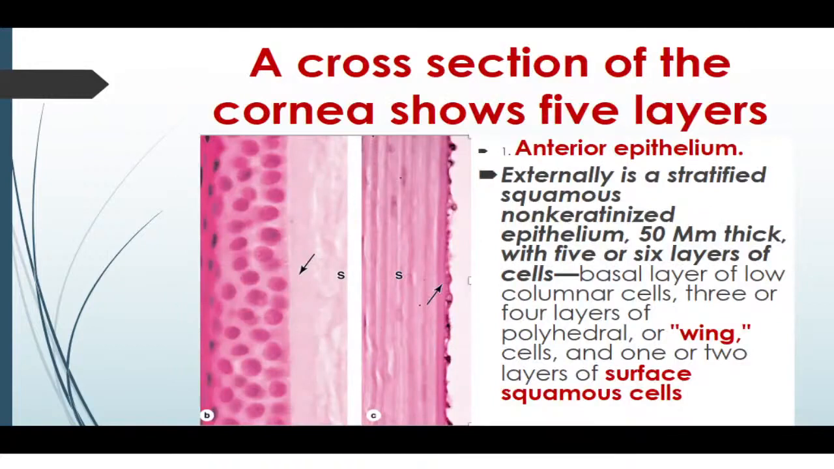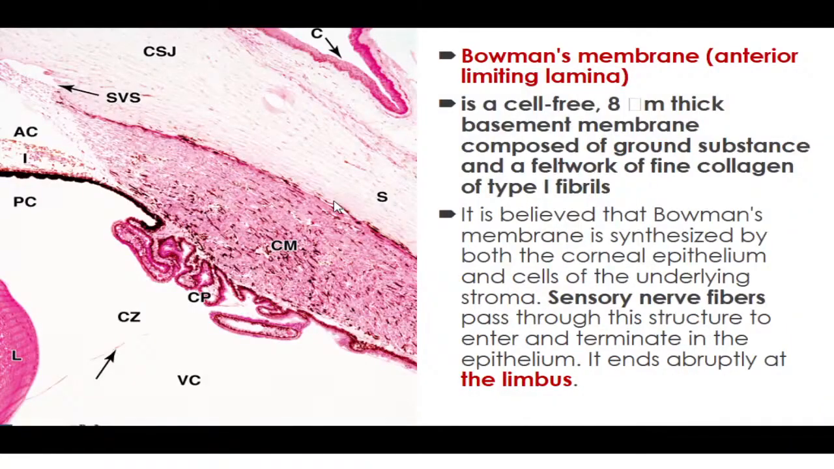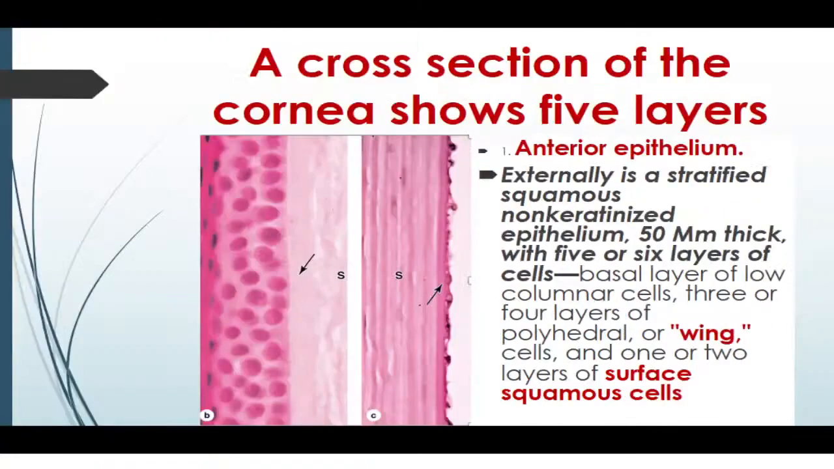Okay, a cross-section of the cornea shows the 5 layers. Anterior epithelium, again, this one is the anterior epithelium. Externally, the stratified squamous non-keratinized epithelium, 50 micrometers thick, with 5 or 6 layers of cells. A basal layer of low columnar cells, 3 or 4 layers of polyhedral and winged cells, named winged cells, and the other 2 layers are surface squamous cells, outermost.